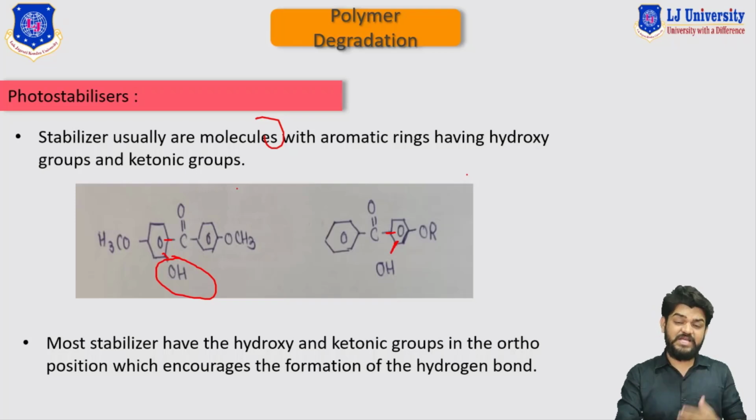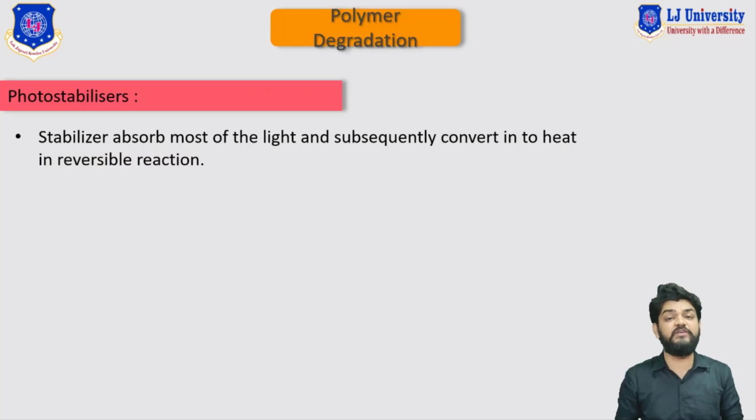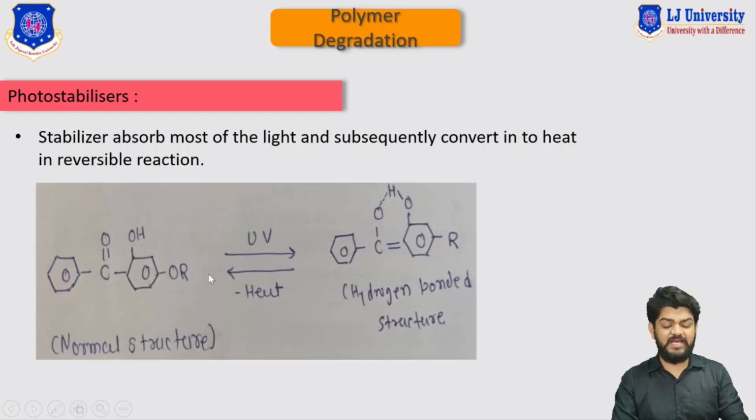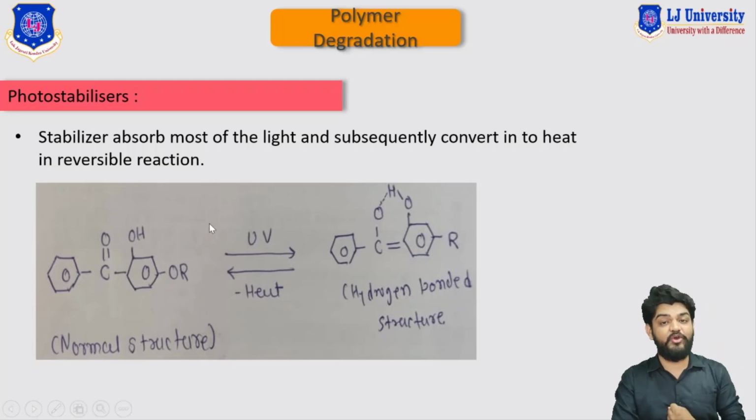So now let's understand what actually happens when this UV radiation falls on the photostabilizer and how it will protect our polymer from the photodegradation process. As you can see here on the screen, the stabilizer absorbs most of the light and subsequently converts it into heat by a reversible reaction. This reversible reaction takes place when our stabilizer absorbs ultraviolet rays.